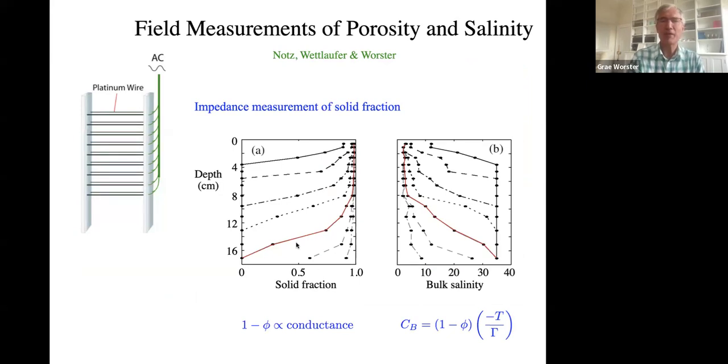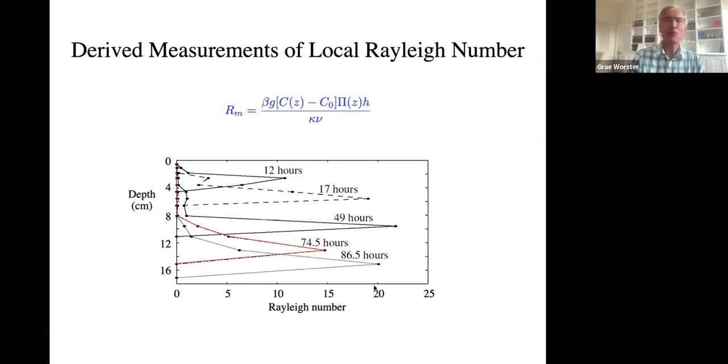And you can see quite a variation. I picked out one of these profiles in red just so you can see it a bit more easily. There is a variation of the solid fraction through at least the lower portions of the sea ice. By measuring temperature, we can also infer the local salinity, and we could put all of that information into determining a Rayleigh number, a local Rayleigh number.